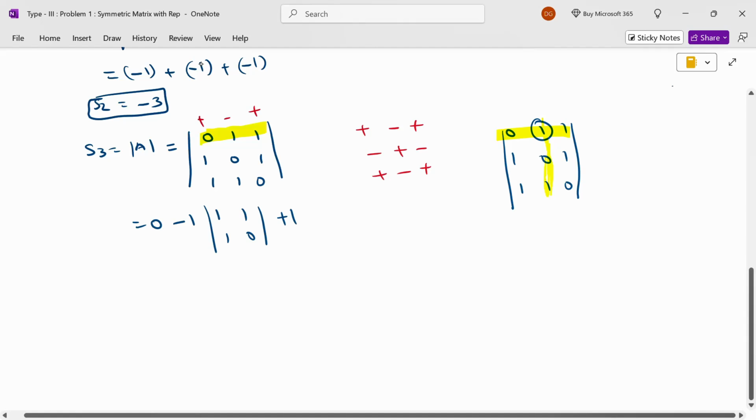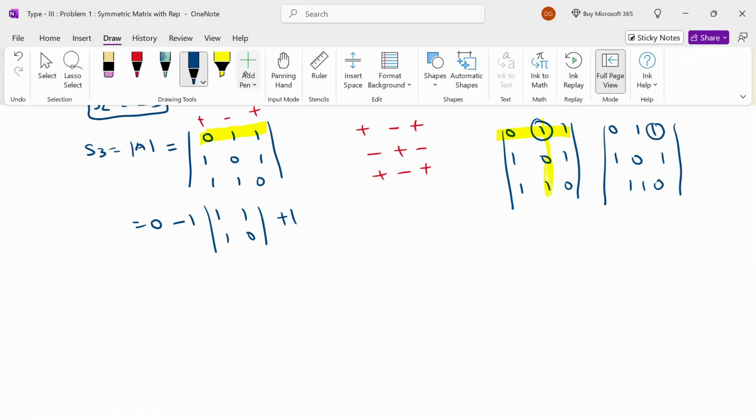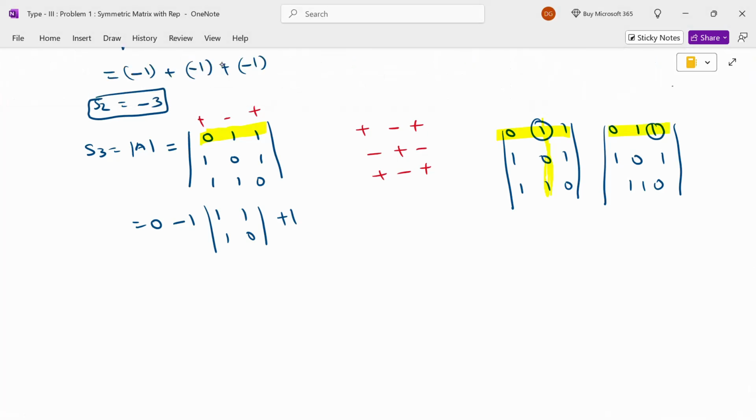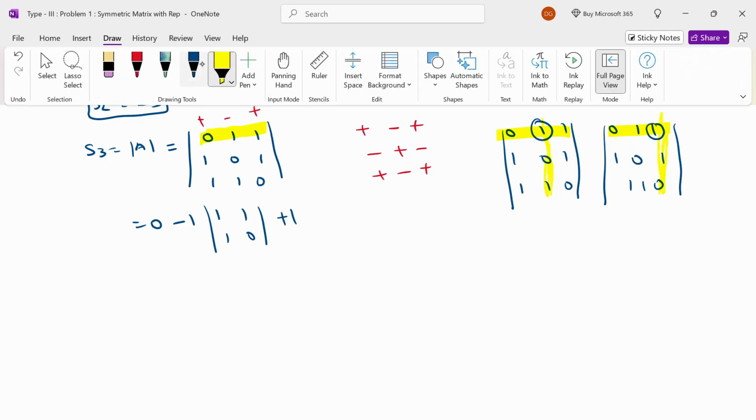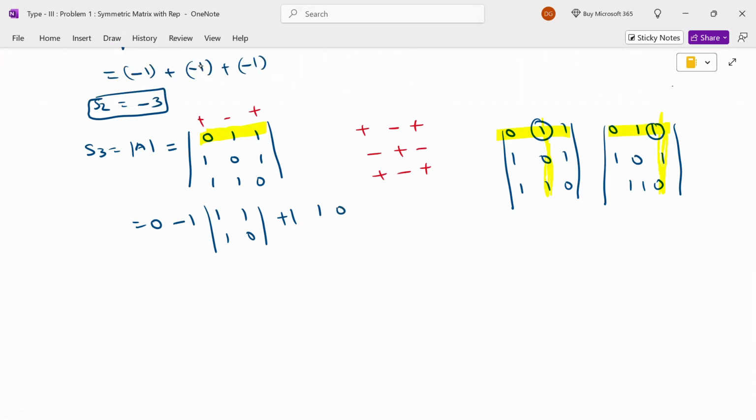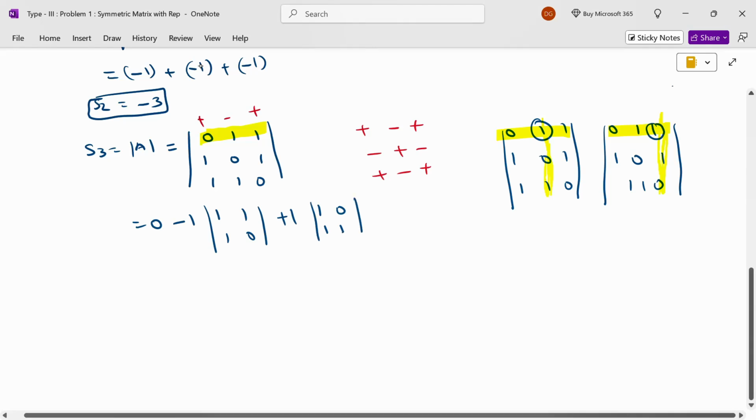Then plus 1. The plus 1 again from the matrix 0 1 1, 1 0 1, 1 1 0. When you select this third element, ignore its row and the third column, and we have the matrix 1 0, 1 1. So therefore minus 1 times (0 minus 1) plus 1 times (1 minus 0), therefore 1 plus 1, S3 is 2.